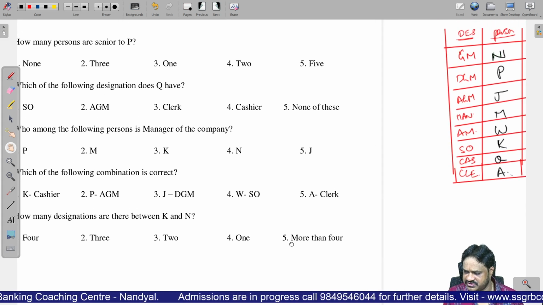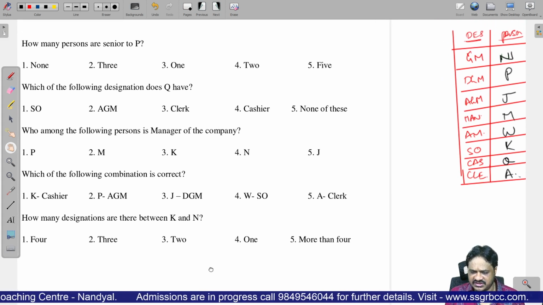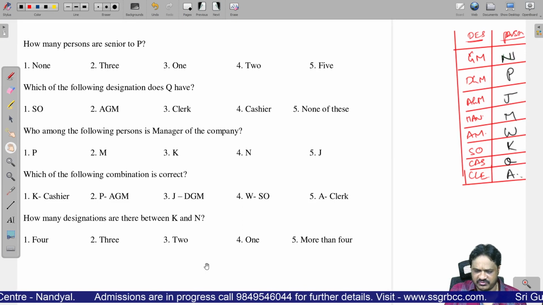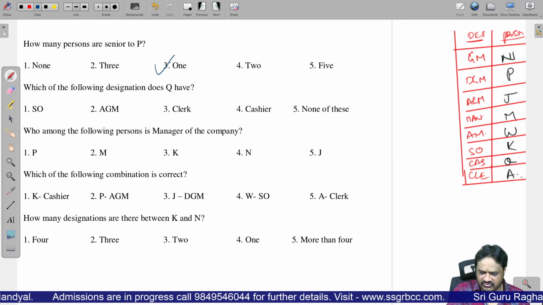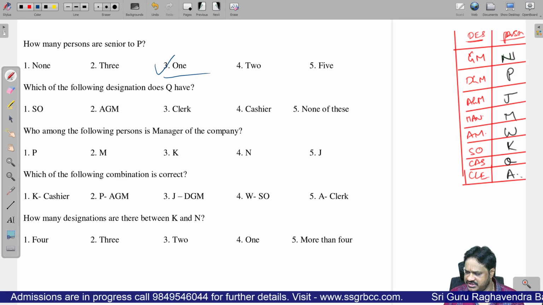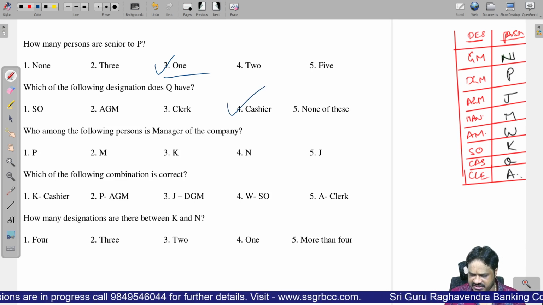Let us see the first question. How many persons are senior to P? Only one. Then Q has this designation. Q is nothing but cashier.